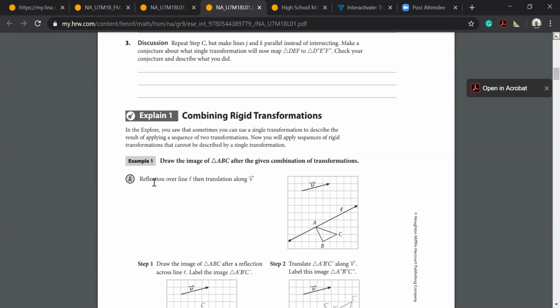The question is saying what first? Reflection. So you have to reflect first. Then translation. You shouldn't do it with your own order. You shouldn't do it with your own request. You have to do it as the question is saying.